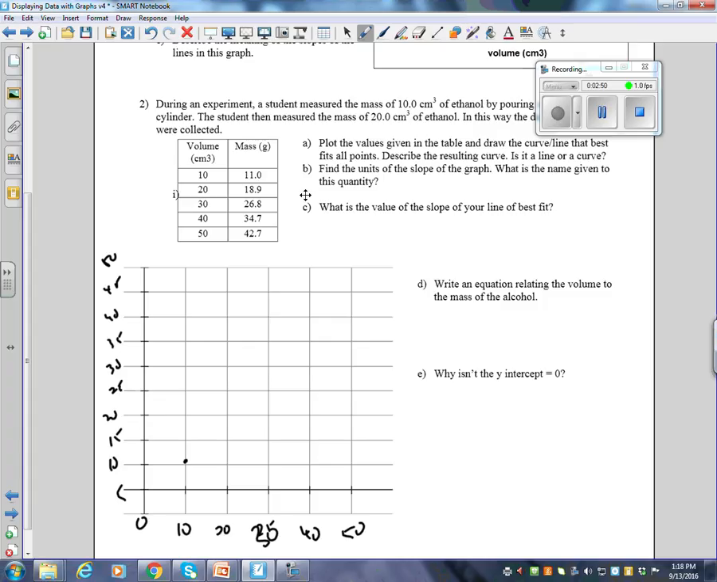20 and 18.9, thank you. 20 and 18.9 is like there. 30 and 26.8 is like about there. 34.7 is almost 35, and 42.7 is like about halfway. Okay, are they pretty much in a straight line? Yes. Pretty close. Perfectly straight line? No. Yes. Perfectly straight? Yes. Perfectly straight, Kaylee?